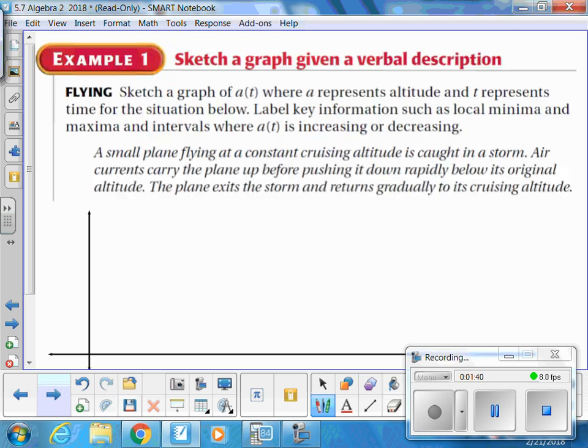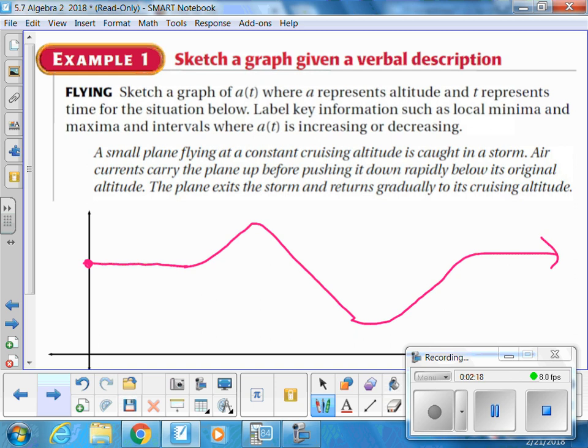All right, let's read a little story. This is kind of fun. You get to read a story, and you get to draw a line that would represent the plane in this one. A small plane is flying at a constant cruising altitude. So let's draw it. Flying, flying. It is caught in a storm. Air currents carry the plane up before pushing it down rapidly below its original altitude. The plane exits the storm and returns gradually up to its cruising altitude.